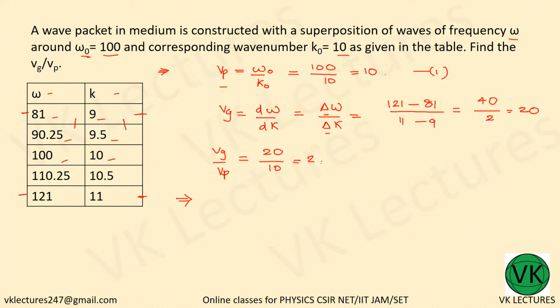Now in this question I can immediately write, see, the omega values are 81, 90.25, 100 and 121. So I can write omega is equal to k square, because it's a square of the number: 9 and 11, 100 and 121. What I need is d omega by dk, and d omega by dk is nothing but 2k.